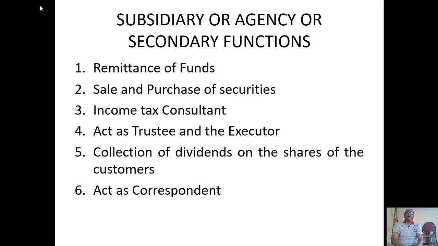Second one, sale and purchase of securities. In the sale and purchase of securities, commercial banks play a very significant role, which means a banker undertakes to buy and sell securities on behalf of its customers. The banker arranges for the purchase and sale through stock brokers. Customers open a demat account in the bank, and on behalf of the customer, commercial banks purchase shares, bonds, debentures and other securities.